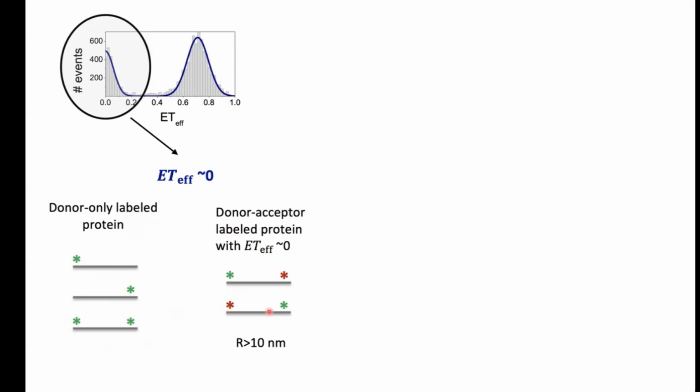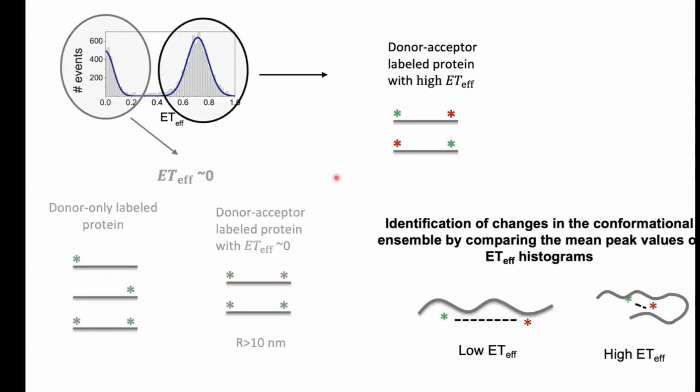So if you just do it the simple way I explained at the beginning, just exciting the donor, you cannot distinguish these ones. For this, you need a more complex setup where you alternately excite the donor and the acceptor, like using pulsed lasers, but I will not enter too much into detail in this training session. And then the second peak comes from the donor-acceptor labeled protein with a high FRET efficiency.